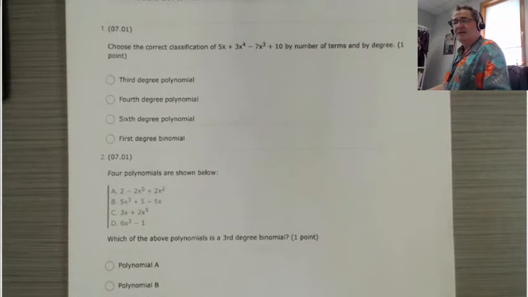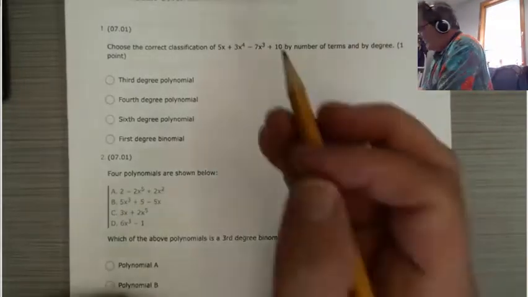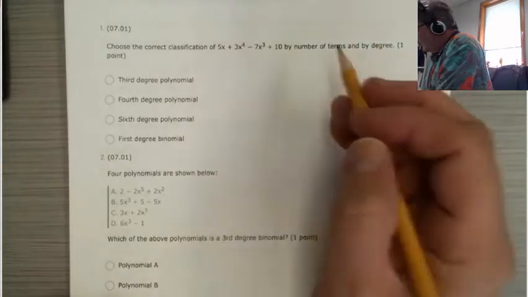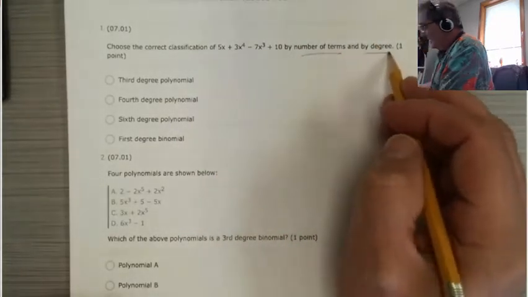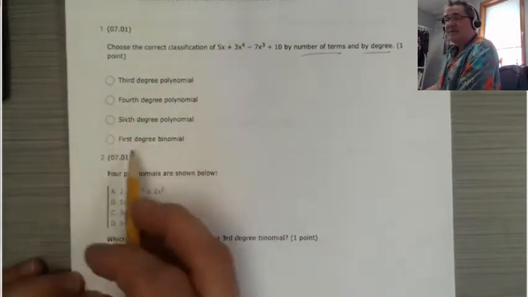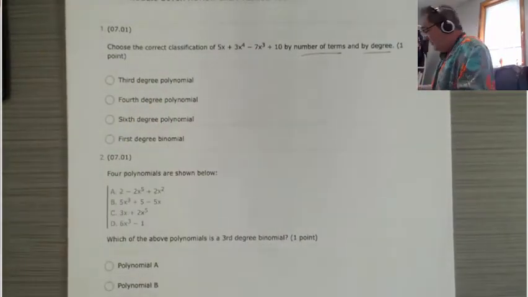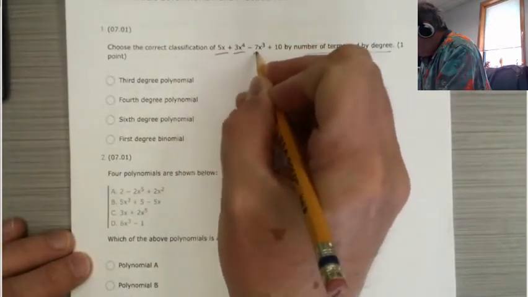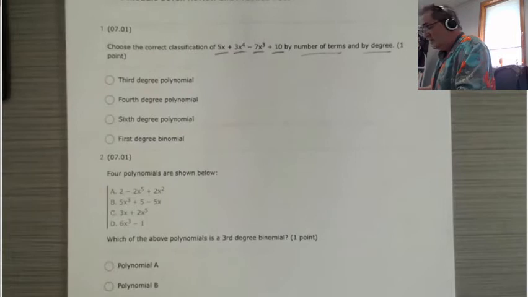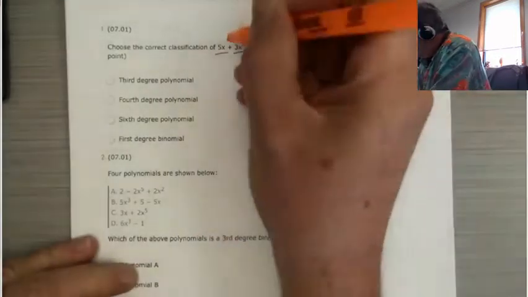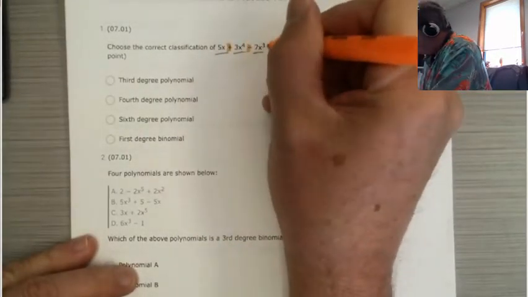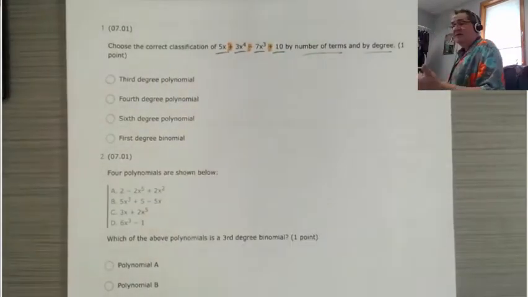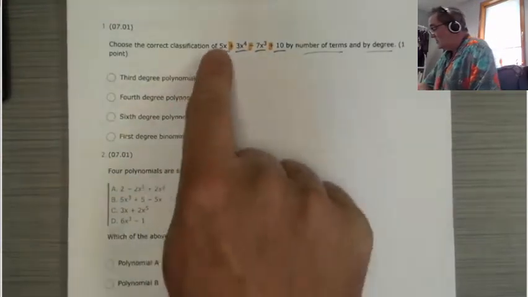Number one, the correct classification of 5x plus 3x to the fourth power minus 7x to the third power plus 10 by number of terms and by degree. Now, I don't know why it says that. It doesn't give number of terms in the choices. But if we looked at it, there are 1, 2, 3, 4 terms, because terms are divided by some kind of arithmetic function, right? So in this case, pluses and minuses divide the terms. So there are 4 terms, 1, 2, 3, 4.